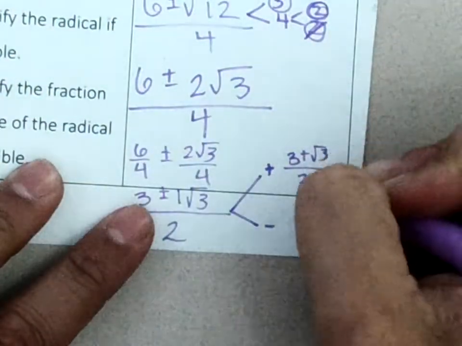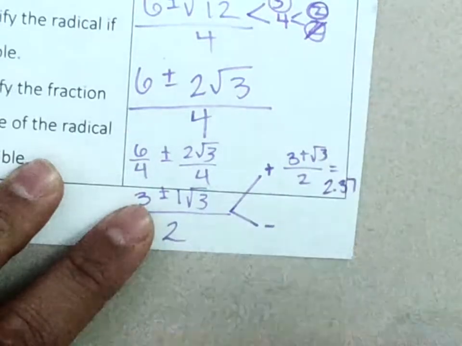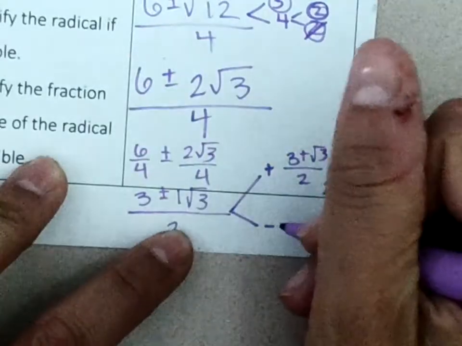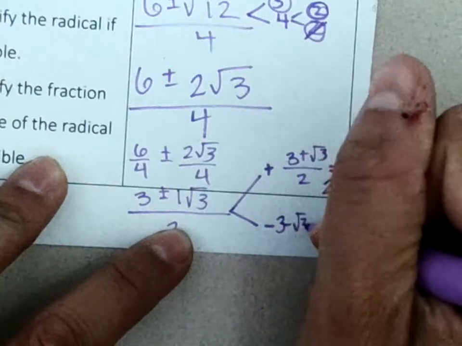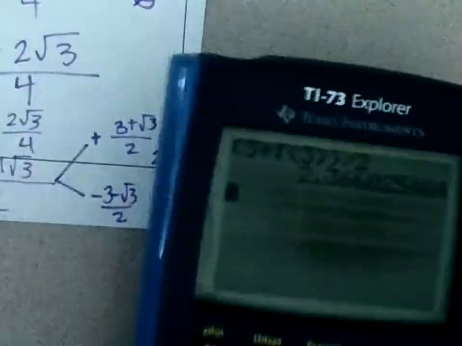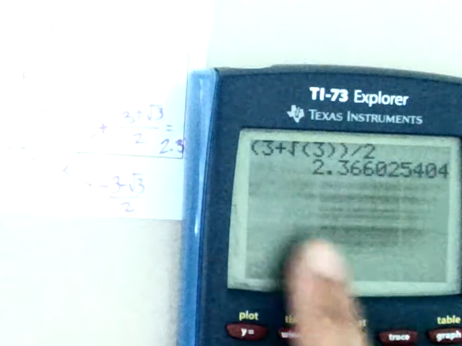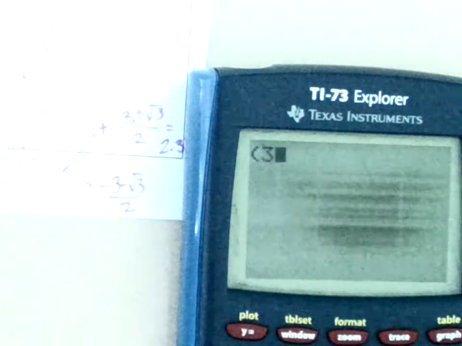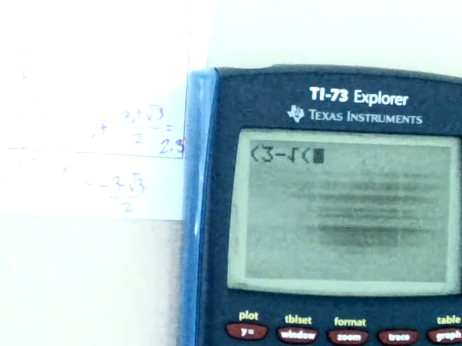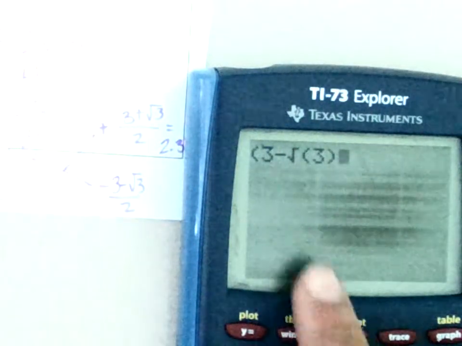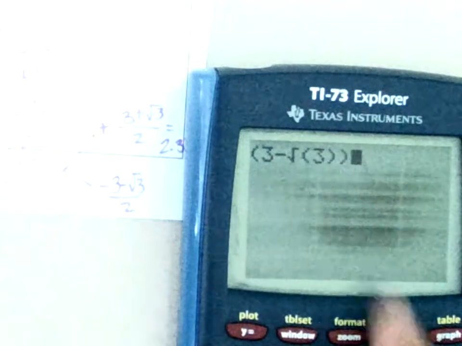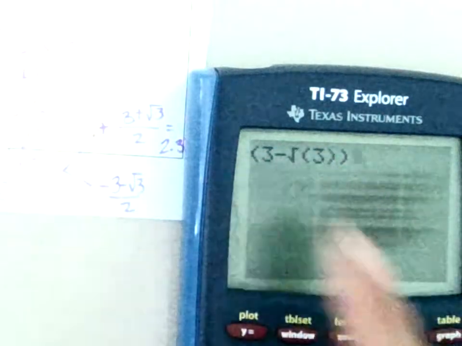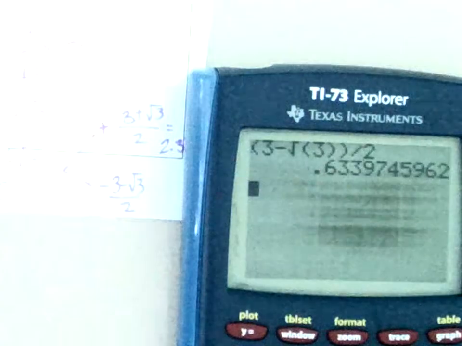That gives us 3.37. And for the minus, 3 minus root 3 over 2, I'm going to do the same thing I did before, but make this a minus sign. 3 minus square root of 3. Close the parentheses for the radical. Close the parentheses for the entire numerator, divided by 2, enter, and we get 0.63.